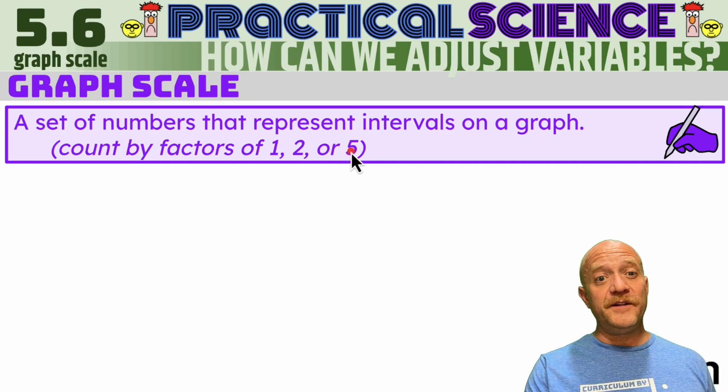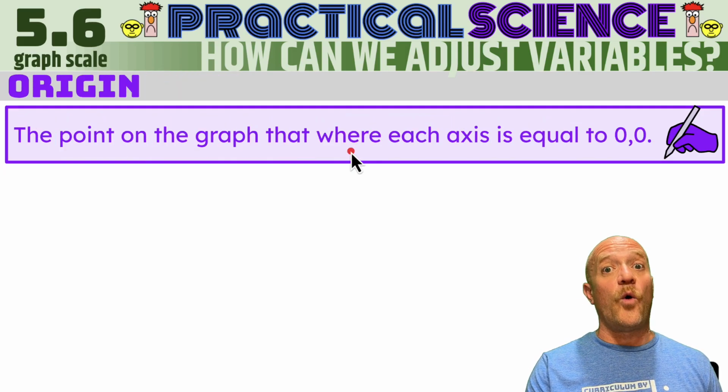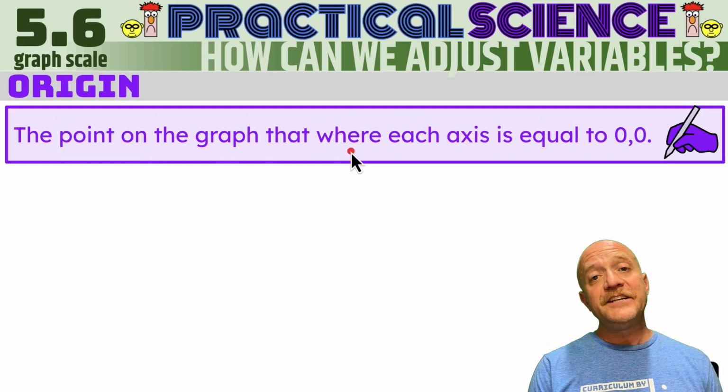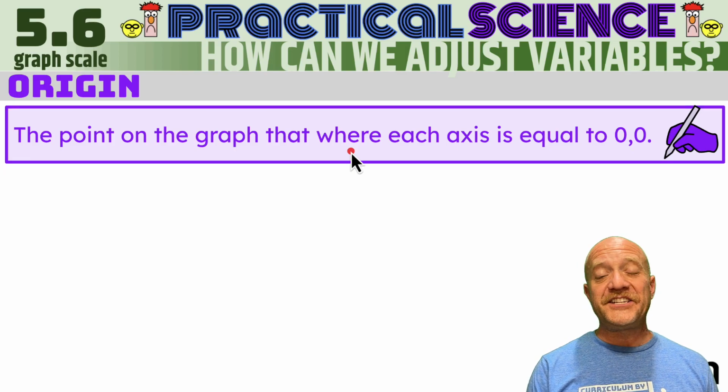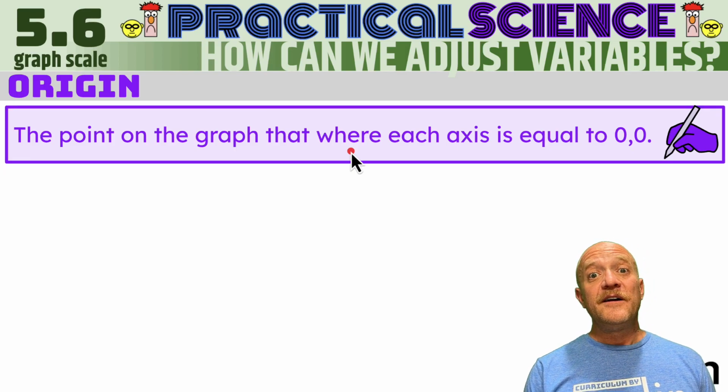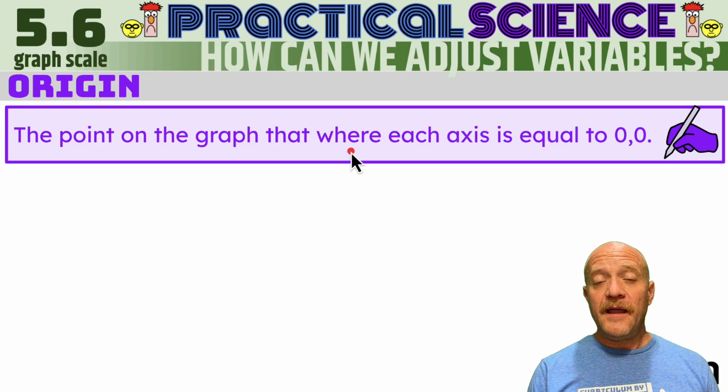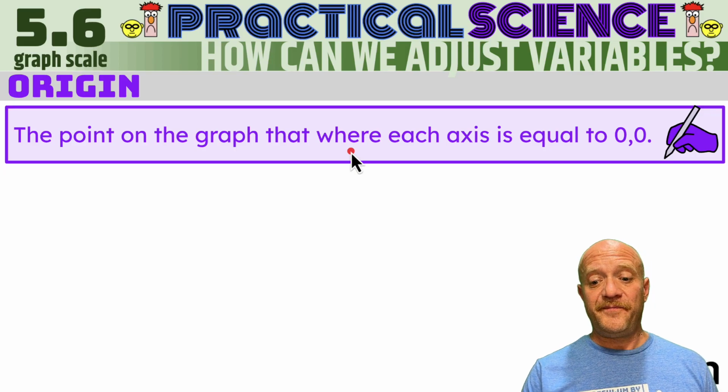So I'm now going to show you, our next vocabulary word is the origin. And the origin is just the point on the graph where each axis is equal to 0. So the x-axis is equal to 0 and the y-axis is equal to 0. And you'll see what we're talking about when I go through an example.